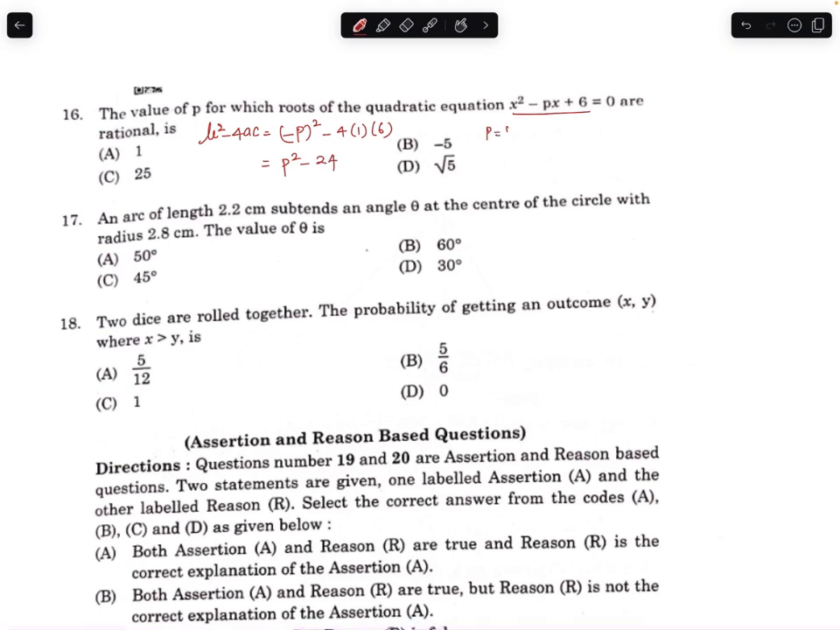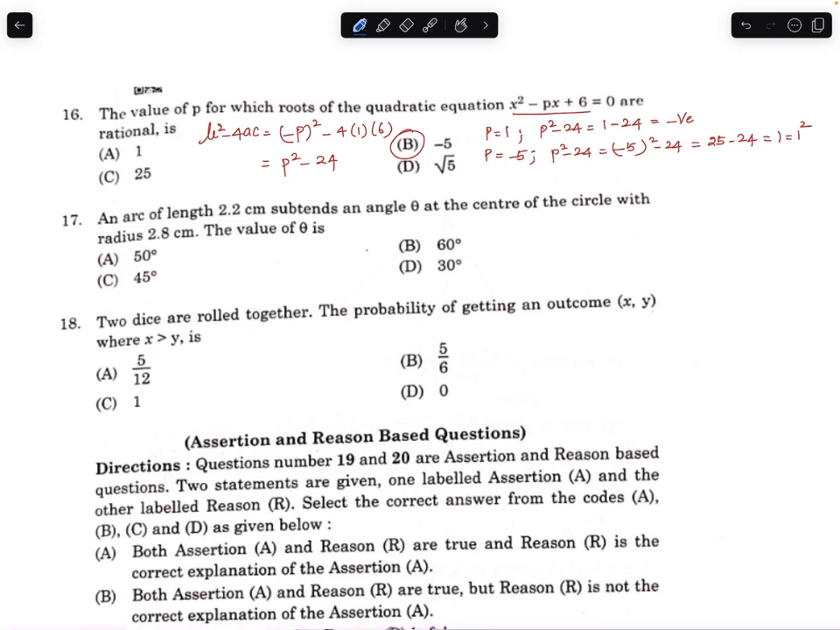The value for p is taken as 1. For this value, p square minus 24 gives us 1 minus 24, which is a negative value. So this is not the p value that we are looking for. The second one is p equal to minus 5. So p square minus 24 will be minus 5 the whole square minus 24, which is 25 minus 24, that is 1. 1 is nothing but 1 square, which is a perfect square. So this is the value for p. So the option is B.